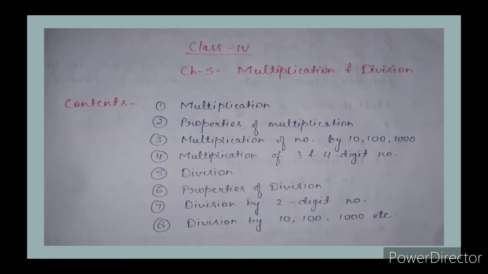First, multiplication, property of multiplication, multiplication of number by 10, 100 and 1000, multiplication of 3 digit and 4 digit number, division, properties of division, division by 2 digit number, division by 10, 100 and 1000.